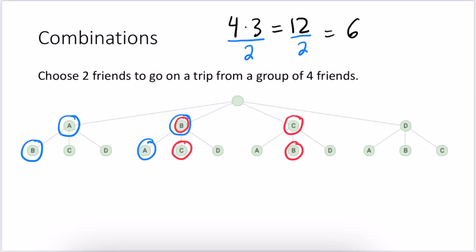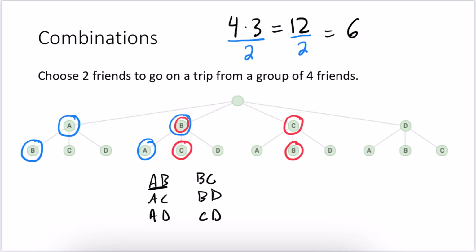And we could list these 6 ways out if we wanted to. So we could say, well, I could choose friend A and B, or A and C, or A and D. Or I could do B and C, and I skipped B and A because I already listed it. And then B and D would be another choice, or C and D.